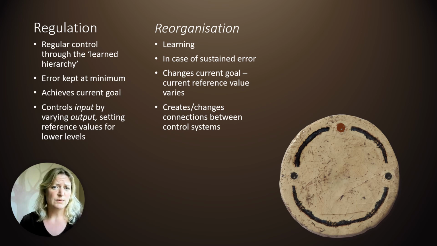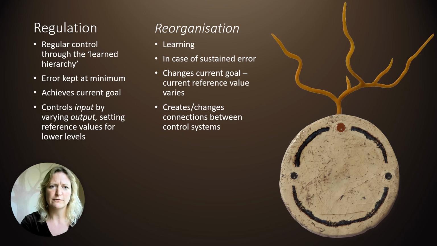On the other hand, we'll be exploring what reorganization at each level looks like, and this is the innate learning process in the perceptual hierarchy that operates to solve sustained error. And it does so by changing the current goal, which means that the current reference value varies.